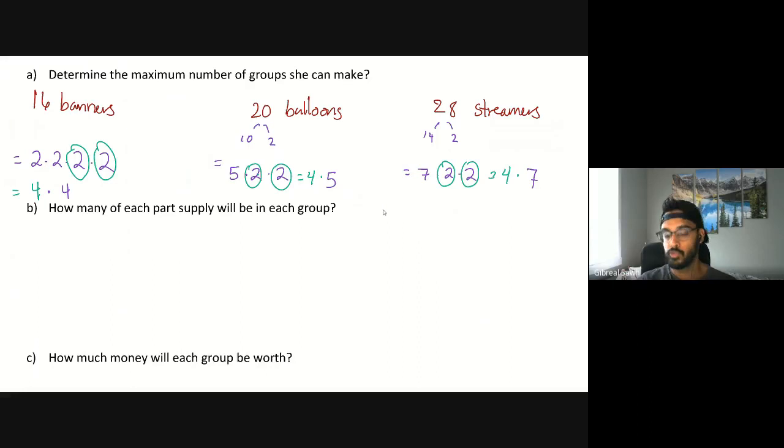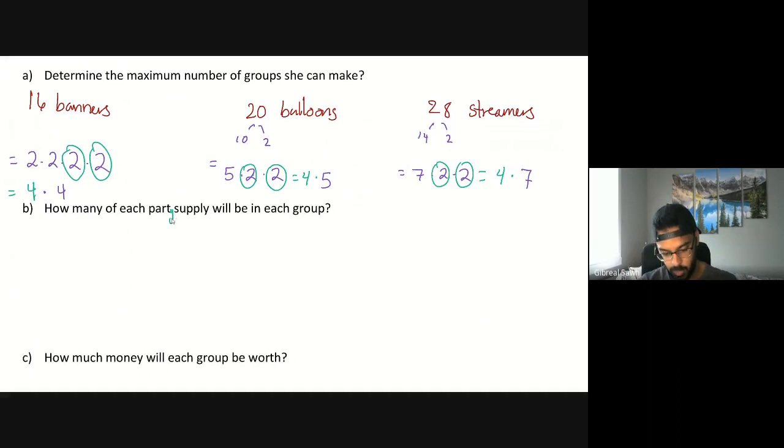Okay, I want my groups, sorry, this kind of looks like a 3. That should be an equal sign. We wanted our groups to have the same amount of stuff, right? Each of my groups should contain the exact same amount of items. It's not to say that every item in each group should be the same. I don't have to have equal number of banners, balloons, and streamers, but each group should contain an equal amount of stuff. Okay, how many of each party, there's a typo there, that should be a Y. How many of each party supply will be in each group?